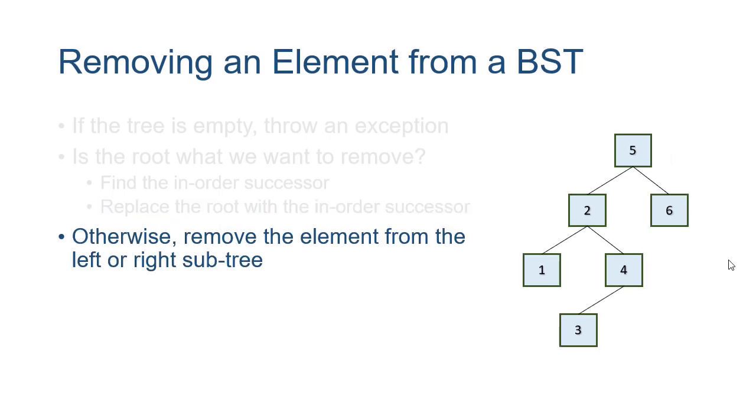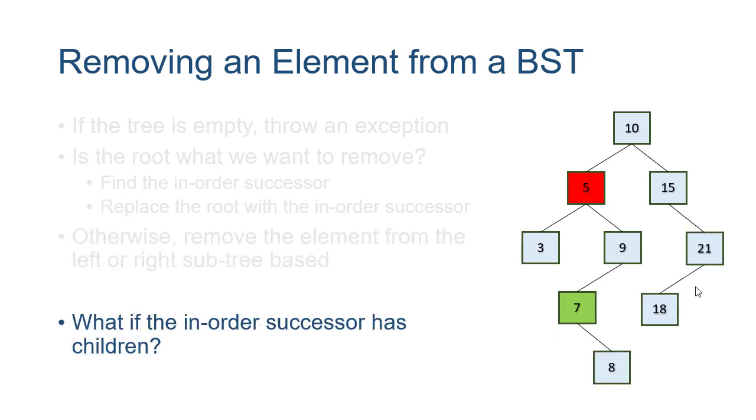Now, if what we want to delete is not the root, say for example, we want to delete 2 here, then first we need to search for that element. And so 2 is less than 5, so we go in the left subtree and there we find 2. Then we replace 2 with its in-order successor. Now, what if the in-order successor has children?